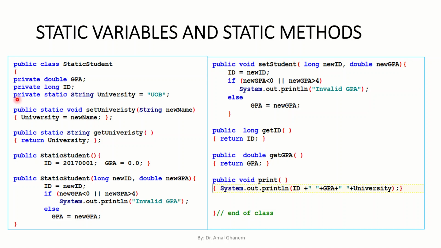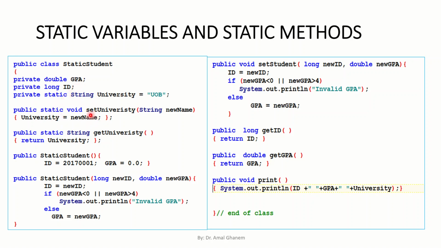The new variable we have is a private static string university equals UOB. So what we are doing here, we are having a variable named university. It is of type string. The new keyword static is included, which means now university is not individual for an object. It's shared between all the objects, and the initial value is UOB. On the other hand, GPA and ID are private for each object.